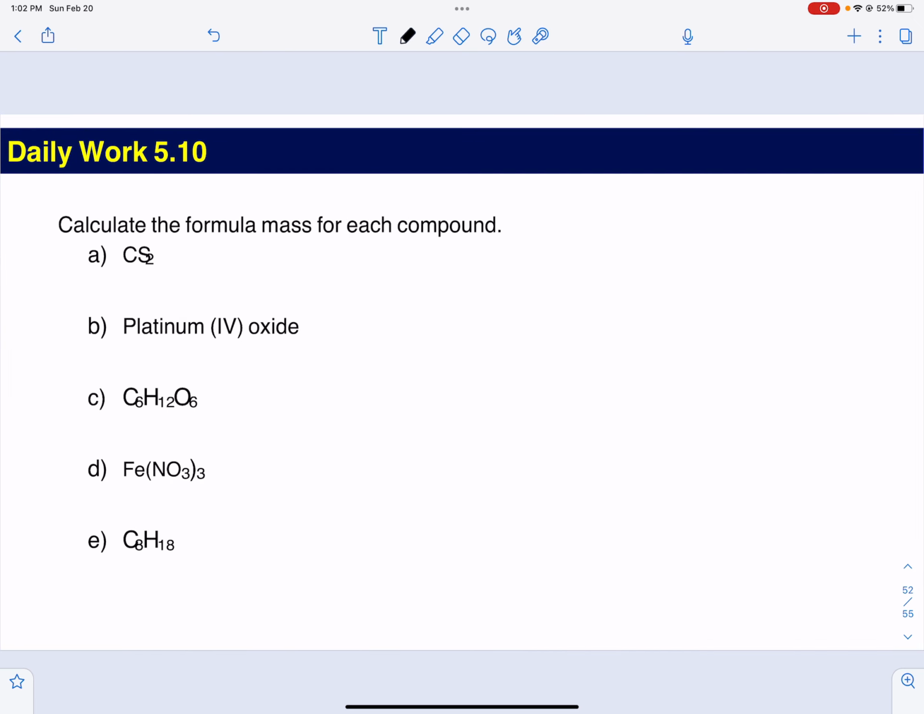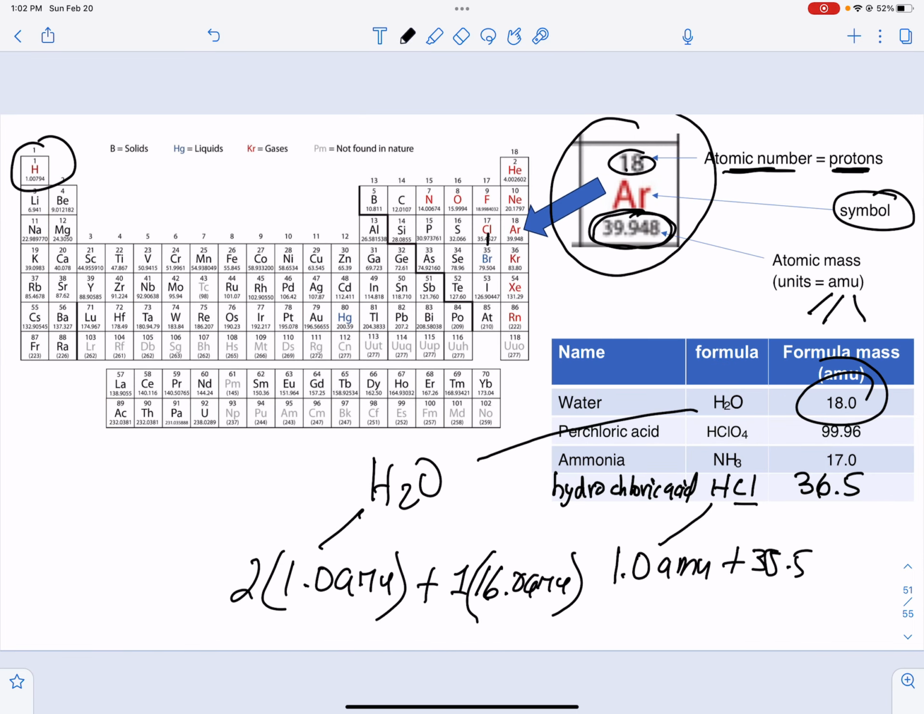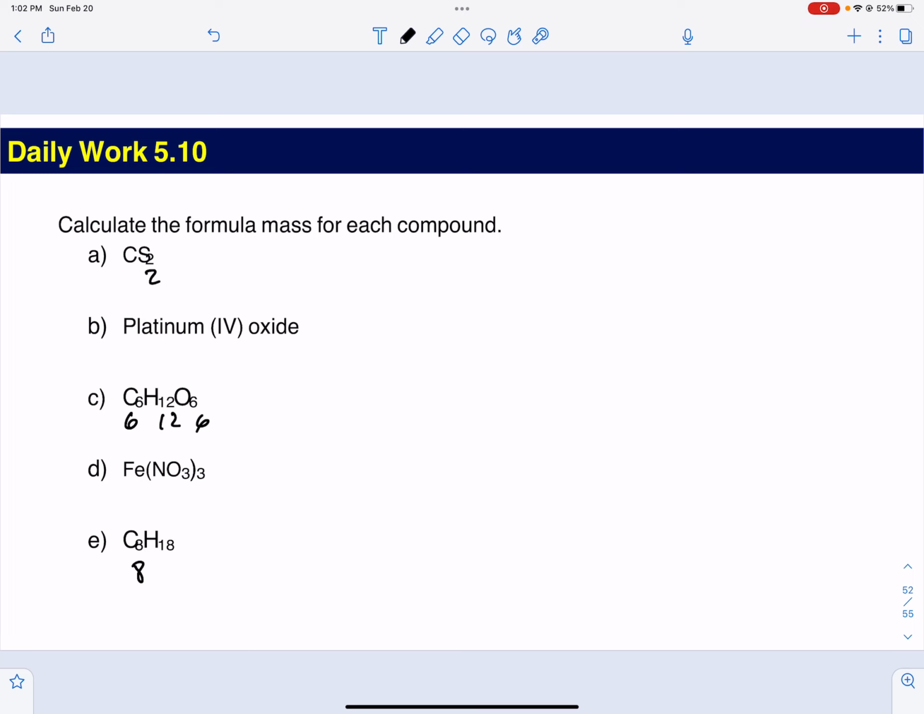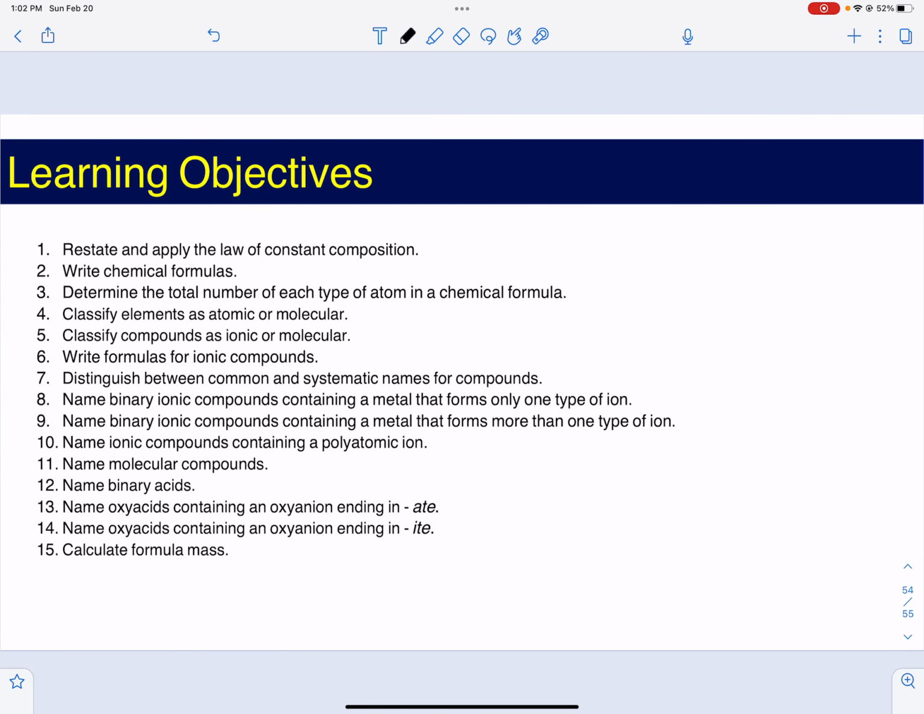And that's your daily work. So just to clarify, that's going to be a 2, 6, 12, 6. I'm clarifying this because it doesn't show that well on my screen right now. So that's your daily work. Just find the formula mass using the periodic table. And once you do that, we're going to say that we know how to calculate the formula mass, and therefore we are done with this chapter.